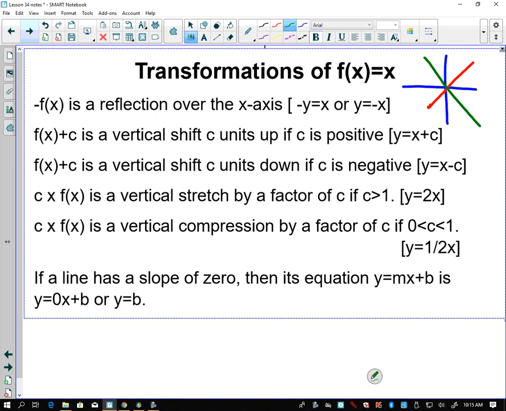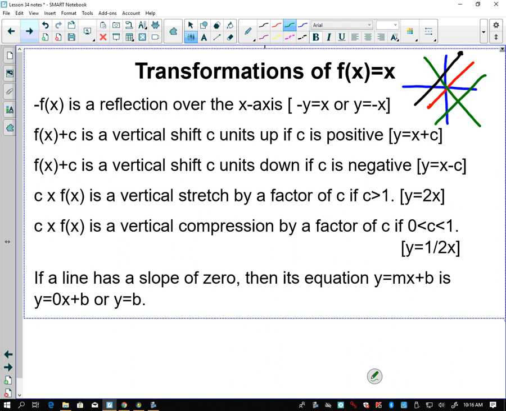Okay. All right, so if we have f of x plus c, it's a vertical shift of c units up if c is positive, meaning basically y plus c, we're getting y equals x plus c. So what that does, I'm just going to show you all of this, is it moves it. If our red line is our parent function, that moves it up. It has the same slope, but it's shifted up, okay? Now, if c is negative, right, it's going to shift it down, okay?